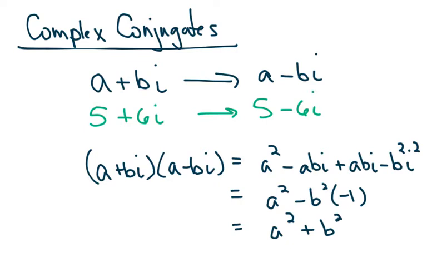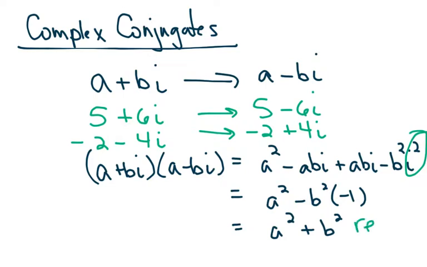If I said, what's the complex conjugate of negative 2 minus 4i, you would tell me it's negative 2 plus 4i. Notice the only thing that changes when you find the complex conjugate. When you multiply complex conjugates together, you FOIL it. The middle terms are opposite, so they cancel, and that i squared becomes a negative 1. So you're left with a squared plus b squared, which is going to be a real number.